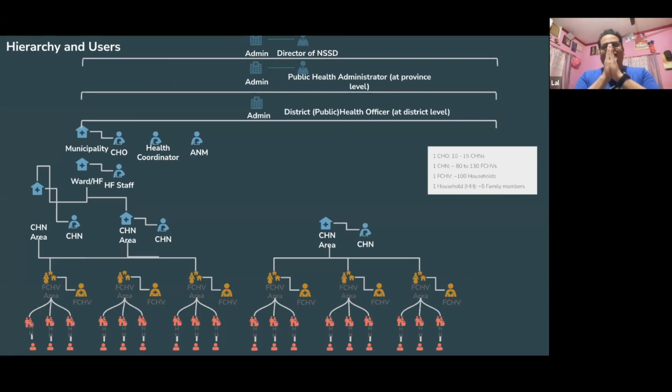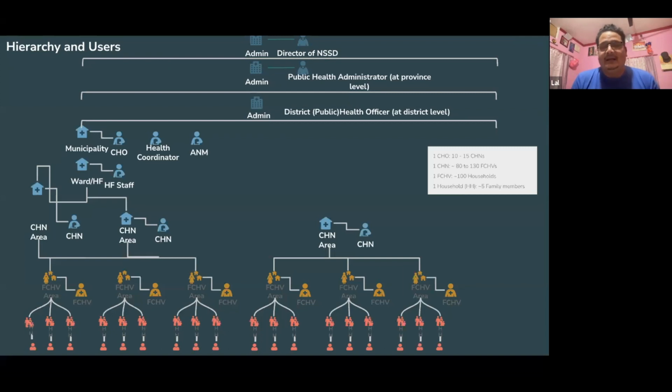Hello, everyone. Namaste. I'm Lal Kuar from Nepal. I'm a service designer for the last 3 years, and I have been working in the field of public health for close to 2 decades. So without delay, I'm going to present the hierarchy and the users of this NSST project.